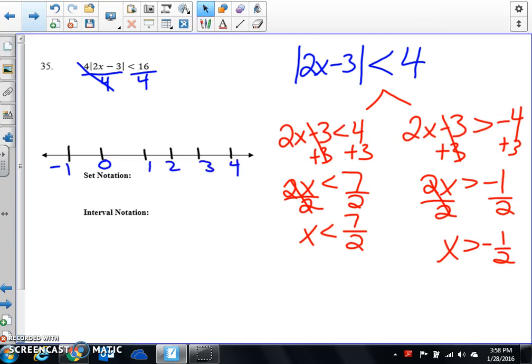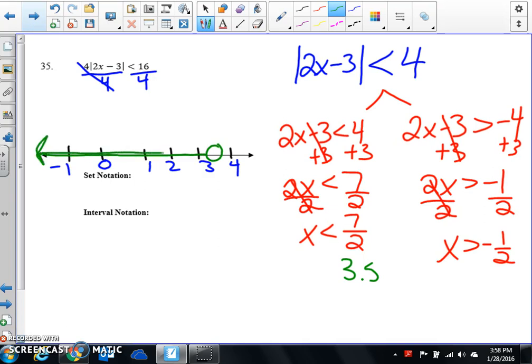Okay, if you look in your calculator, 7 divided by 2 is 3.5. So I need to put 3.5 in between 3 and 4. So it's an open circle going to the left. Then I do the other one. -1/2, I hope we know, is -0.5. So that's in between 0 and -1. That's an open circle. And that one's going to the right.